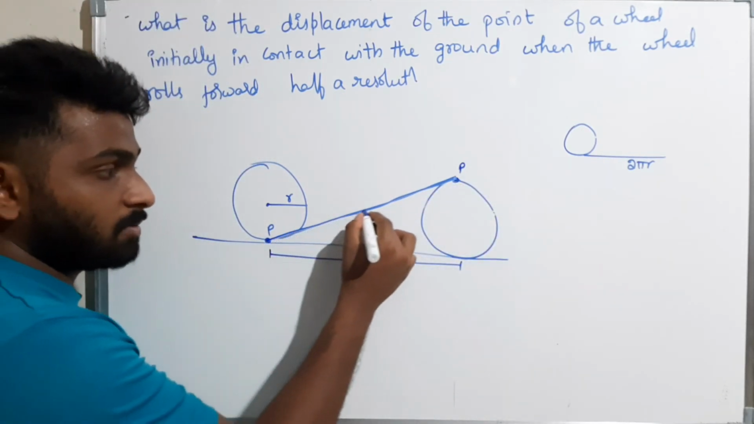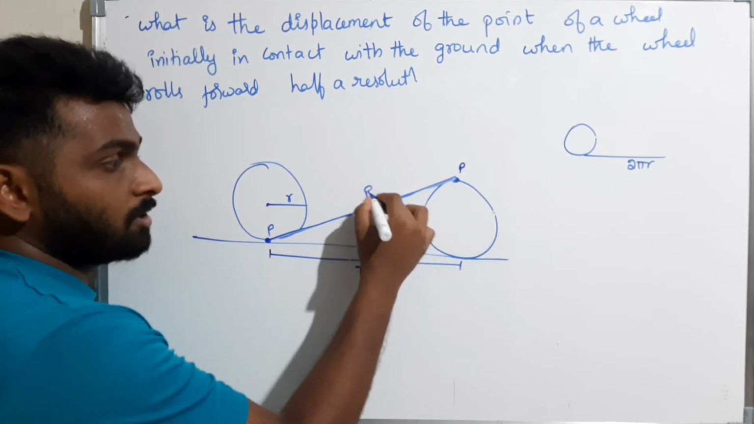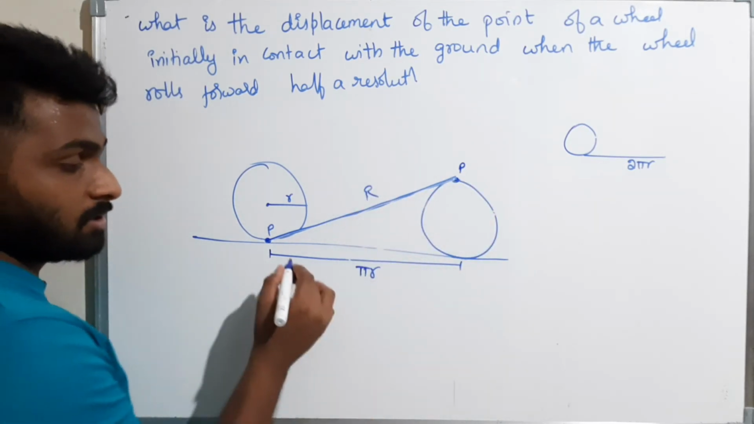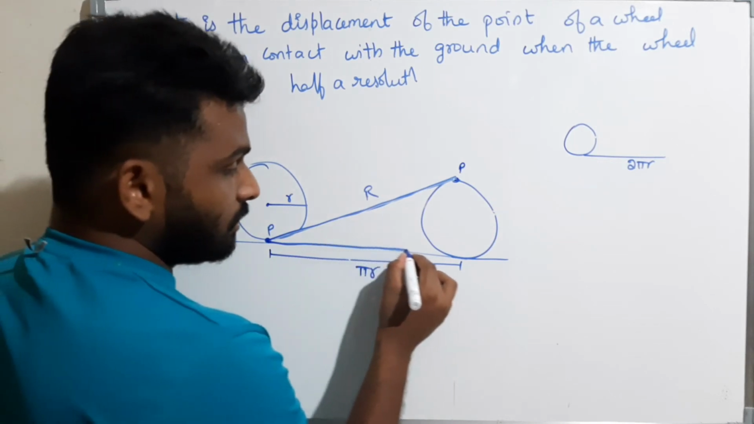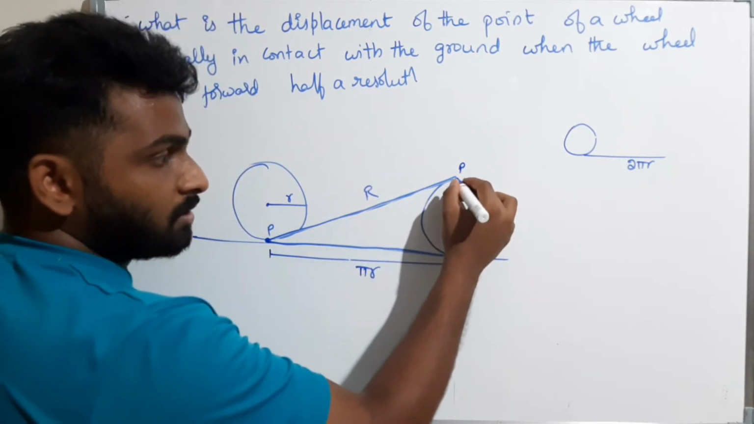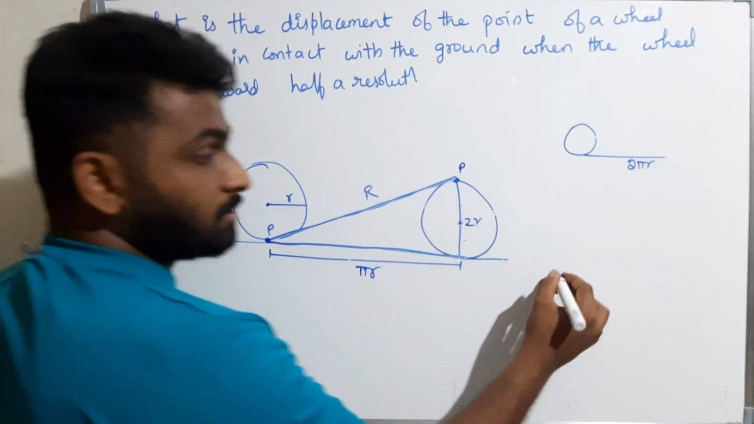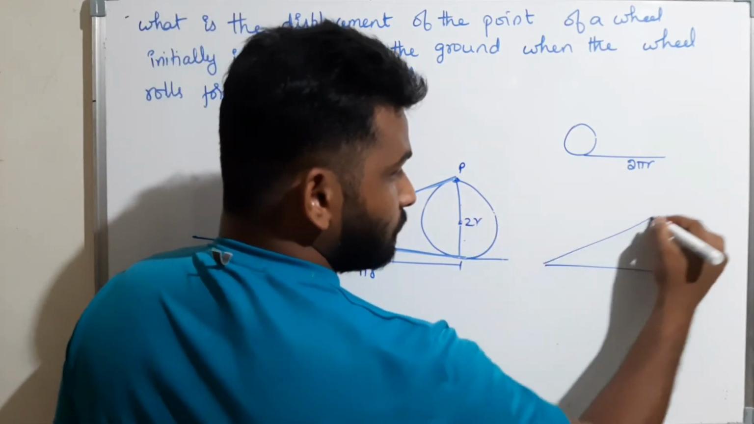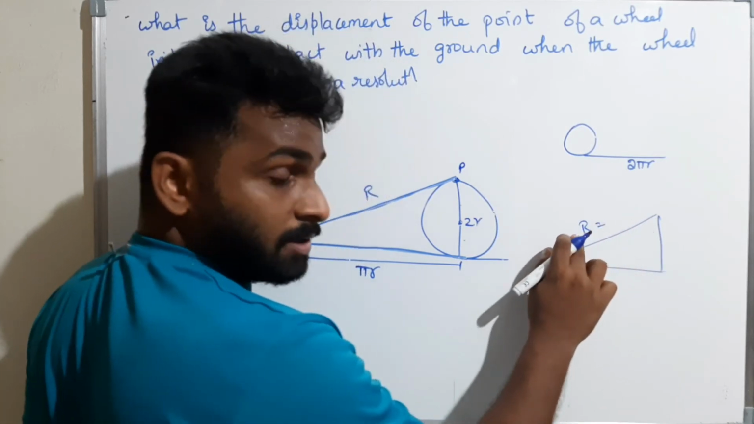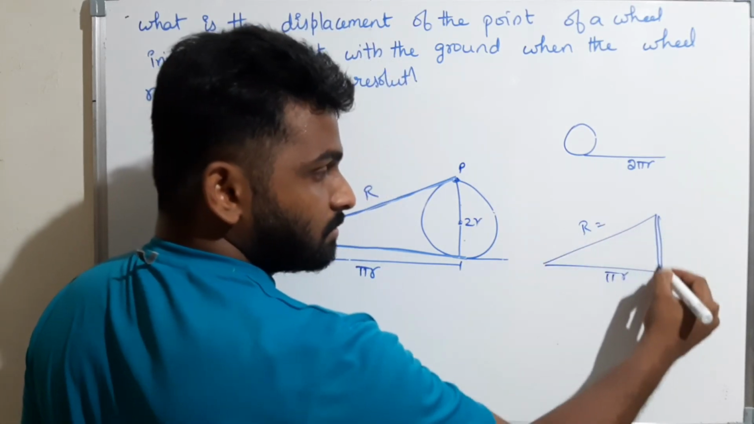See here, this is a displacement. Assume the radius is r. Now how will we find the displacement? What is this distance? This distance is pi r. And what is this distance? r plus r, that is nothing but 2r. That means it is in the form of a triangle. These are nothing but the displacement. This is pi r and this is 2r.